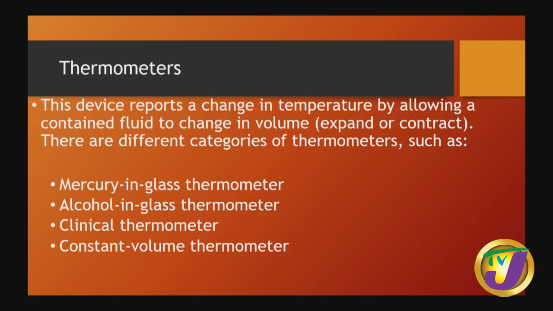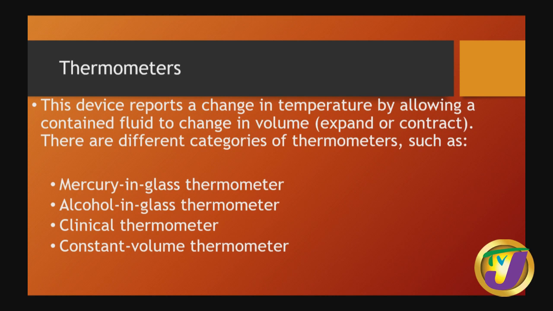Thermometers. This device reports a change in temperature by allowing a contained fluid to change in volume. Now, changing in volume means that you either get bigger, expand, or contract. And it is a contained fluid, meaning that it's a contained liquid or a contained gas. It has to be sealed, and when you allow heat to flow to it or from it, then it either expands or contracts respectively.